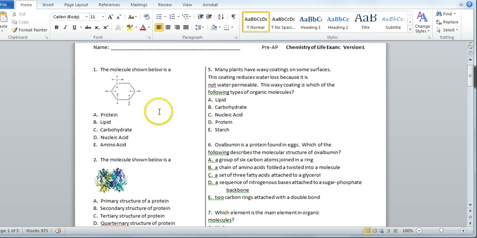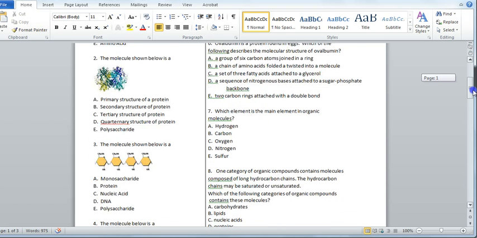And the other functions we talked about were the structure, like in plants, the cellulose in the cell wall, or if you're a lobster, which you're not a lobster, but if you were, chitin, which makes the hard structure on the outside of lobsters and crabs.